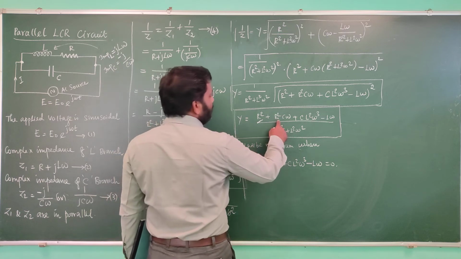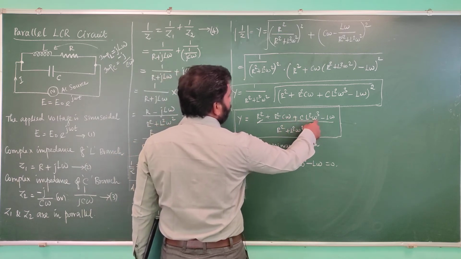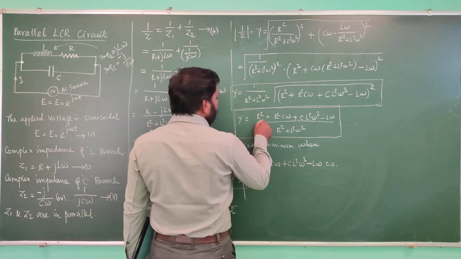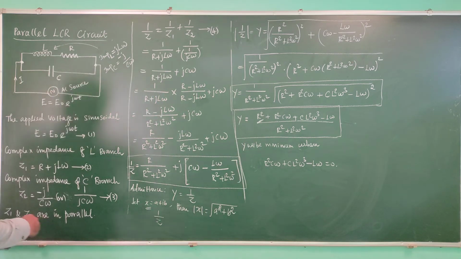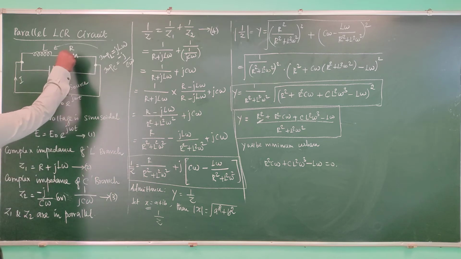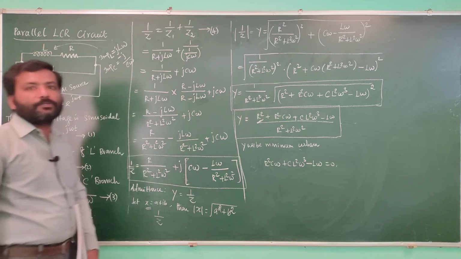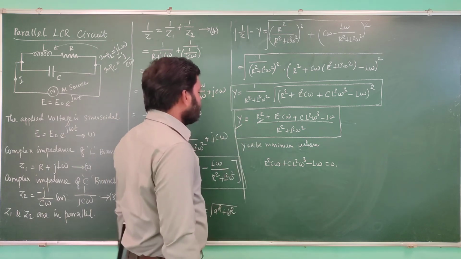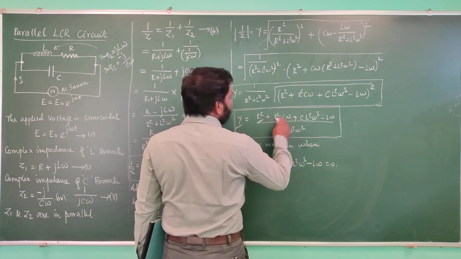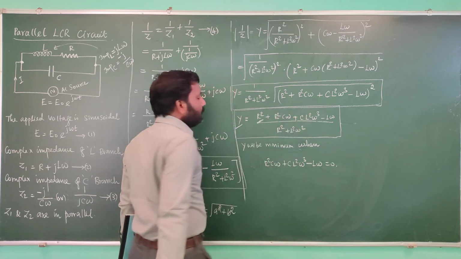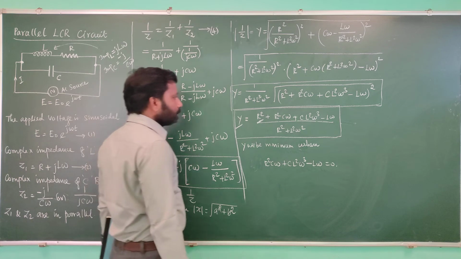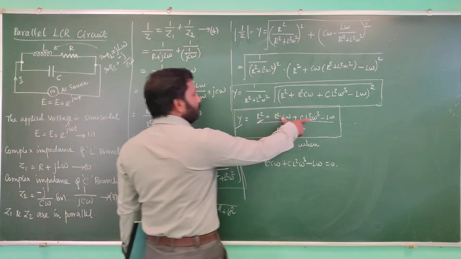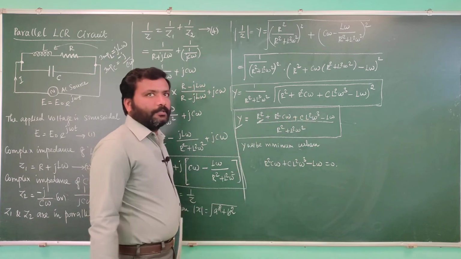So when these terms, r square c omega plus c l square omega cube minus l omega, when these three terms are minimum, because we cannot make r square 0. If r square is 0, then r also becomes 0. If r becomes 0, then this component will vanish from this circuit. So that case is not possible. So admittance y will be minimum only when these three terms are equal to 0, not the entire numerator, only the terms except r square.